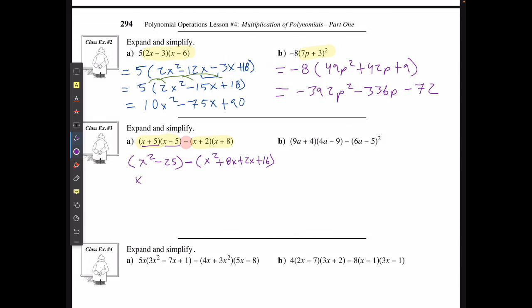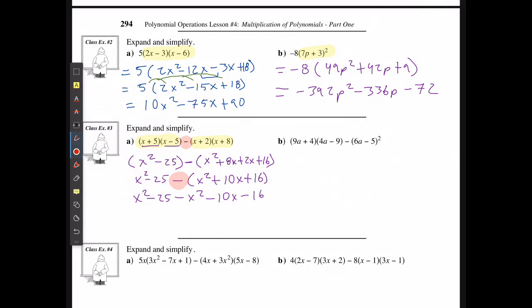Well, this is just going to be x squared minus 25, because it doesn't have a coefficient on the outside here, minus x squared plus 10x plus 16. And I know that the negative here, like we had said at the beginning, is going to flip all the signs of the x squared, the 10x, and the 16. So what I have is x squared minus 25 minus x squared minus 10x and minus 16.